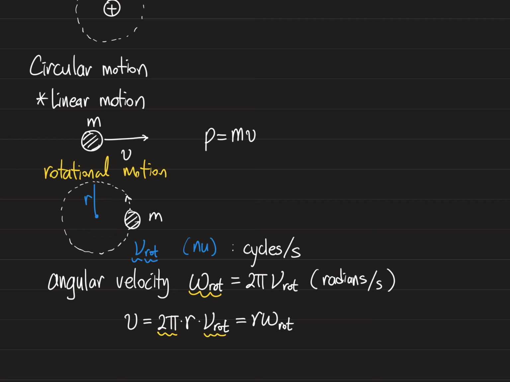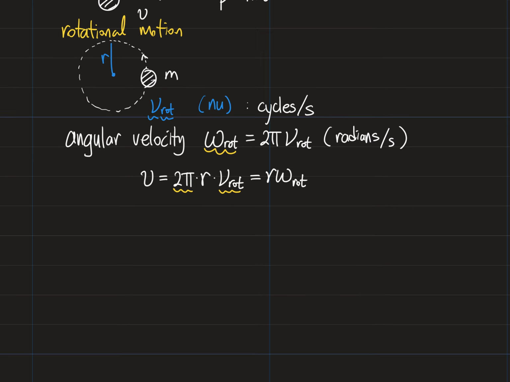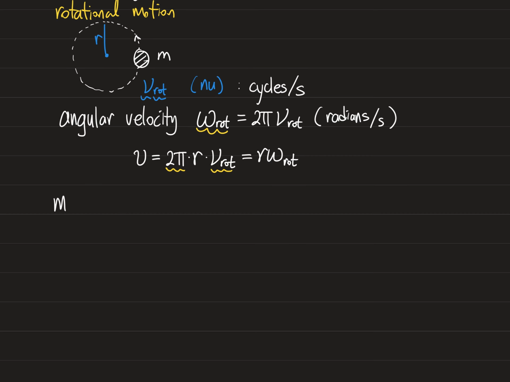Now, just as mass represents an object's inertia, its resistance to being moved in a straight line, we have a rotational equivalent called moment of inertia, which is denoted by capital letter I. This describes how difficult it is to change an object's rotational motion.